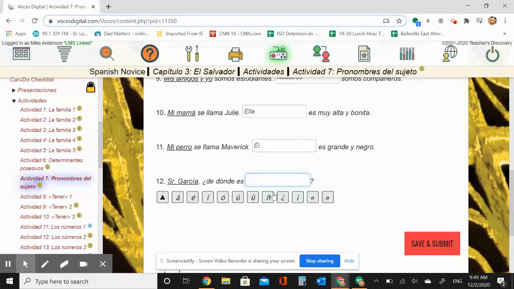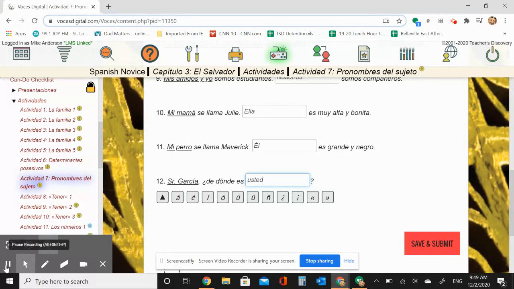Señor Garcia, ¿de dónde es usted? And we're asked to write it out, to spell it out. Don't do the abbreviation, which is capital U, lowercase d, period, but actually write it out, U-S-T-E-D, usted, okay? So you've already done it. If you haven't, you should do it now. Hit save and submit and be finished with that.